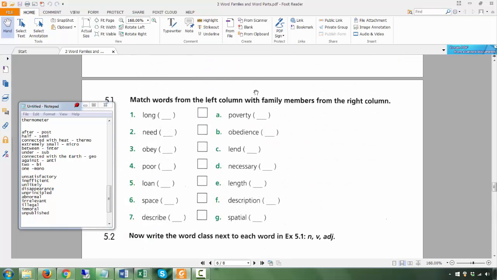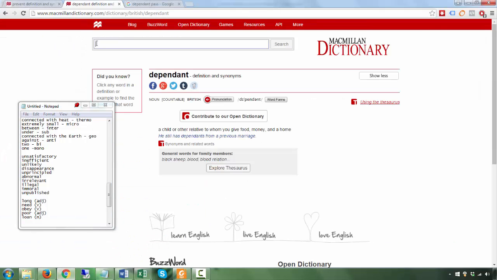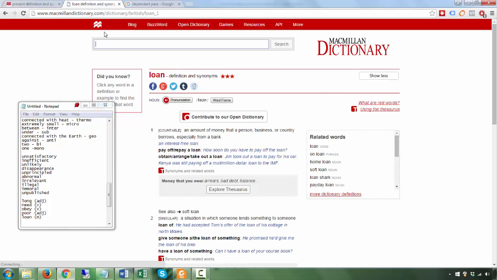Members that look different. So, for example, you have long. Let's go there. Long, what kind of word class is it in the bracket? Long is actually an adjective. Need is a verb. Obey is a verb. Poor is an adjective. Loan is a noun. It can actually also be a verb. Okay, but it's most commonly used as a noun. Okay.